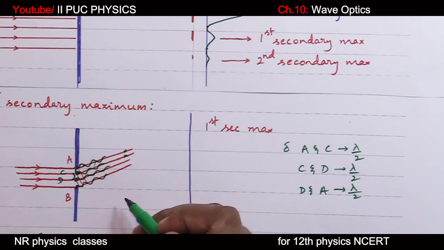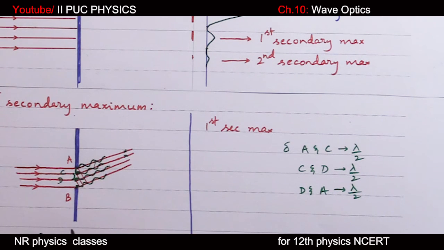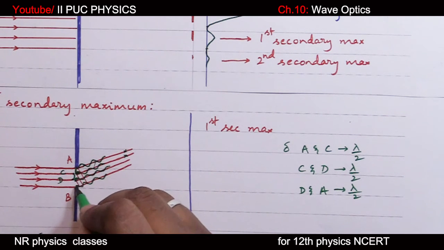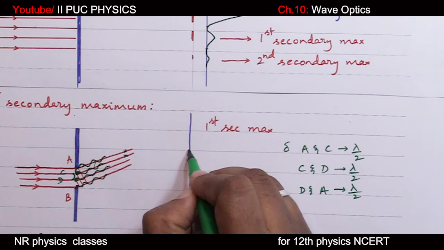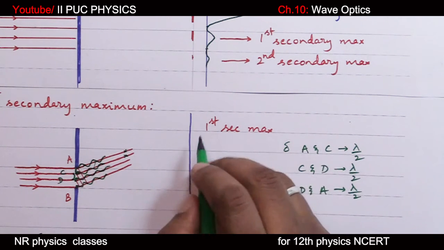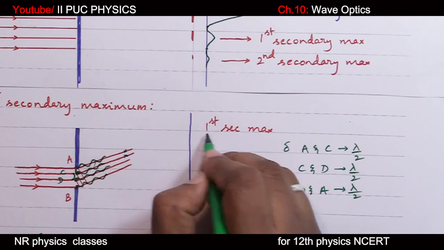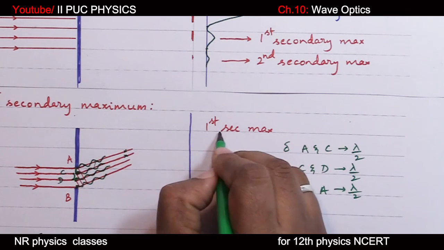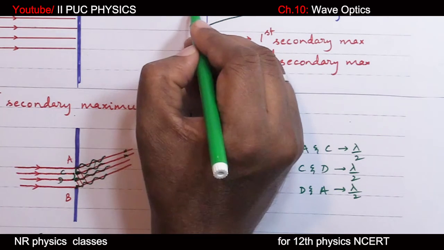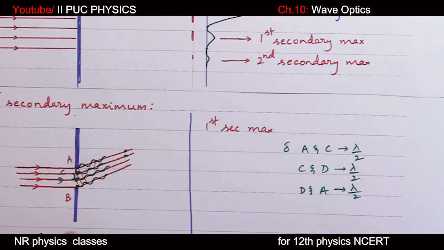Now, there are waves between D and B. They will interfere and give some intensity at the first secondary maximum. That is why the intensity at the first secondary maximum is not the same as that at the principal maximum. So we are using these diagrams to understand the first secondary maximum, first minimum, principal maximum.